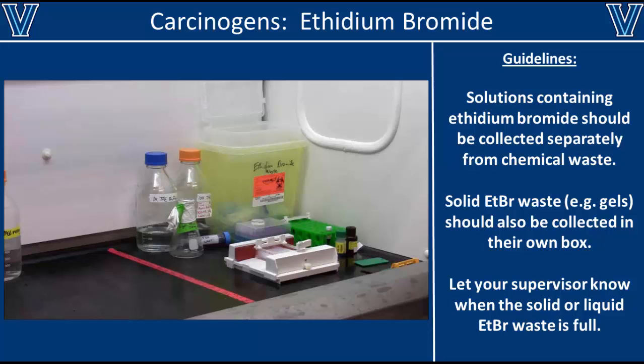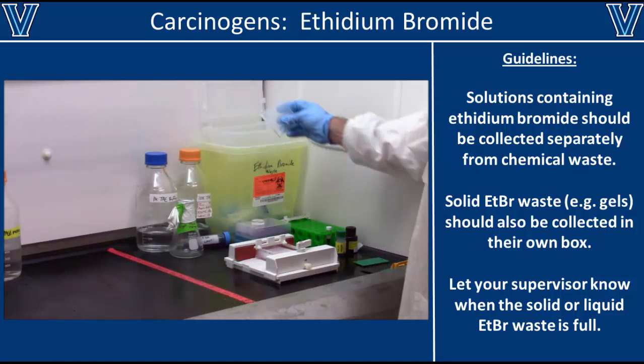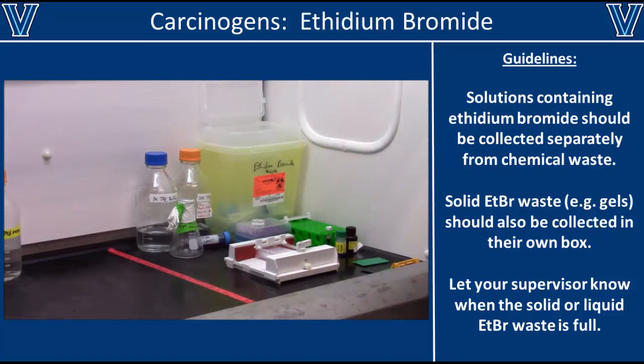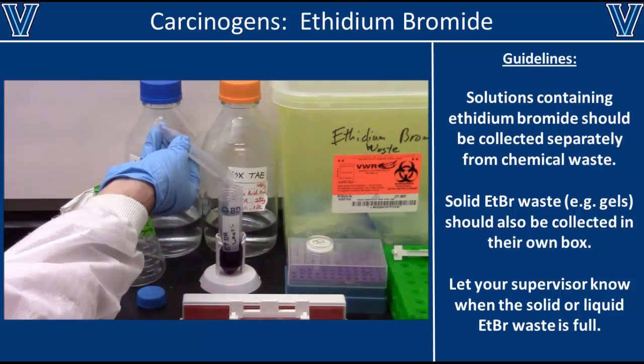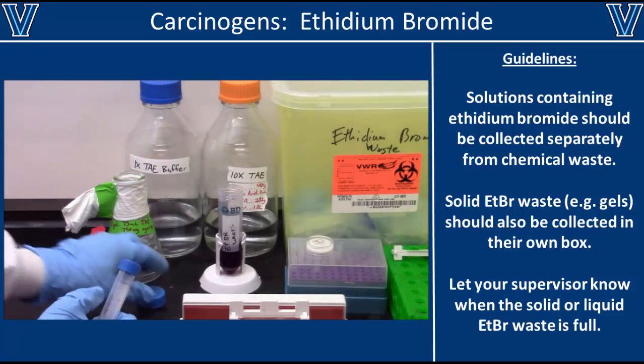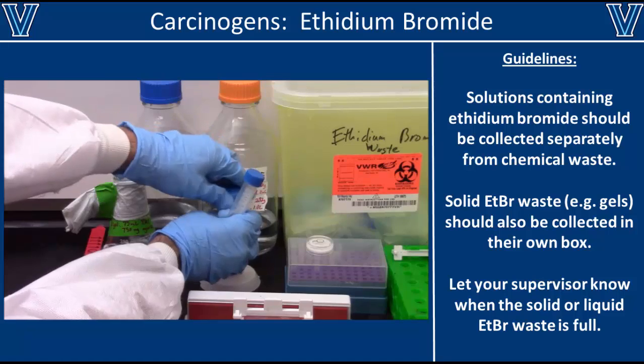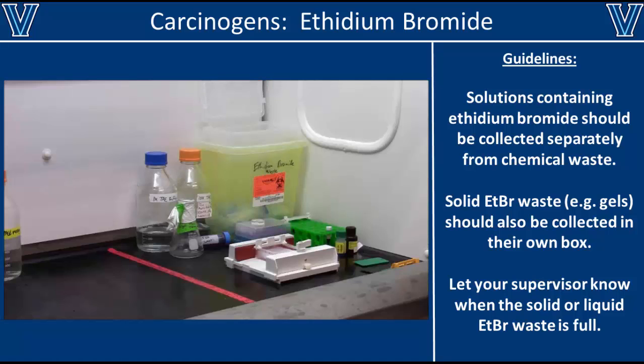Therefore, ETBr is classified as a carcinogen and should be treated with extreme caution at all times. Ethidium bromide waste should also be collected separately from other chemical waste since it needs to be treated prior to disposal. For example, if you have any agarose containing ethidium bromide, make sure to contain them in a separate box. Any liquid ethidium bromide waste should also be collected in its own tube and labeled properly. If either the dry or liquid ethidium bromide wastes fill up, let your supervisor know immediately.